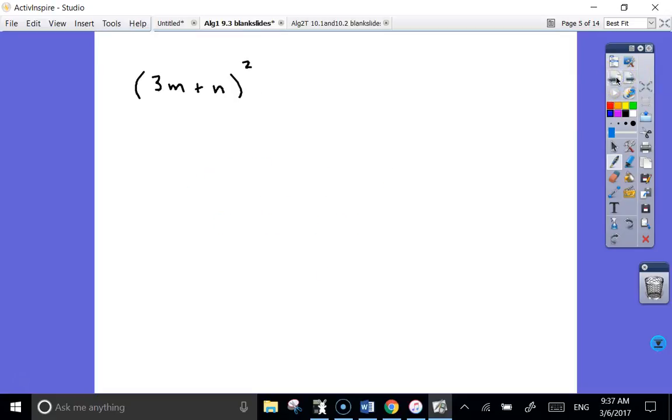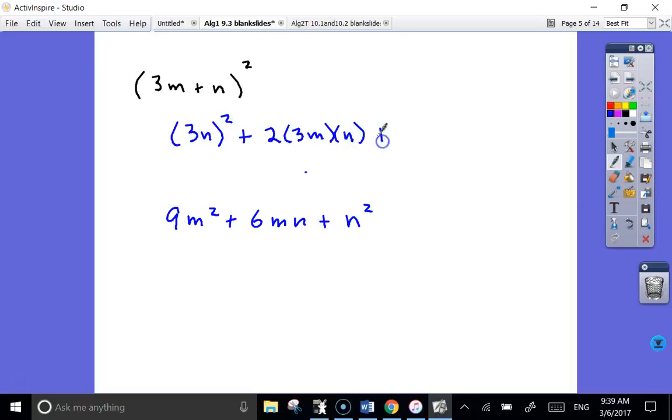In fact, let's do this. Try that one. First term. What's the first term? Okay, so it should be 9m squared, right? What's the next? 6mn, then plus n squared, right? So it should be the first term, 3m squared, plus 2 times the inner product of 3m times n, plus the last term squared. And then that simplifies to that.